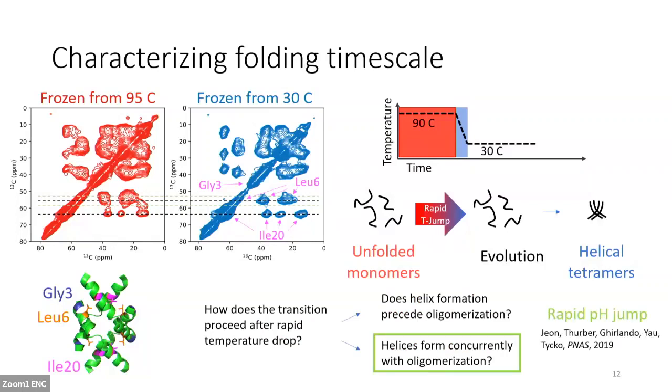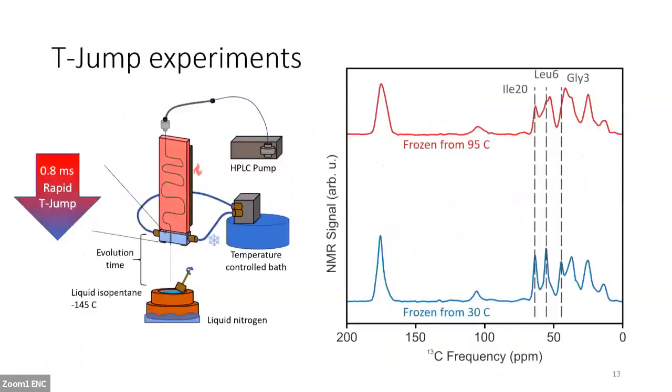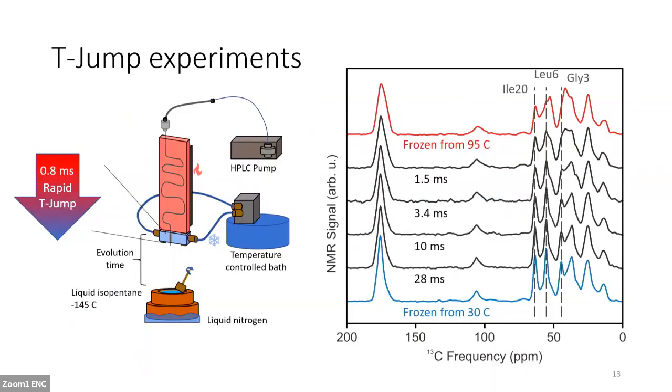So previous work with rapid pH jump experiments showed that after a pH jump, helix formation occurs concurrently with oligomerization. We wanted to see if the same thing happened after a rapid temperature jump. So to answer this, we used our temperature jump apparatus to rapidly cool and then refreeze melittin after a short delay. As you can see here, as we increase the evolution time after the temperature drop, we see an overall narrowing in the line shape.